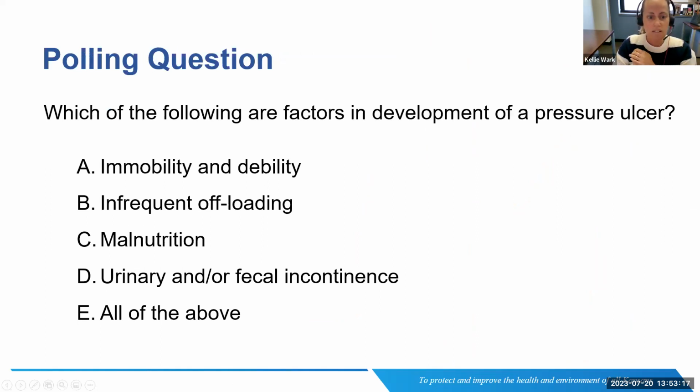Which of the following are factors in development of a pressure ulcer? A, immobility and debility; B, infrequent offloading; C, malnutrition; D, urinary and/or fecal incontinence; or E, all of the above.